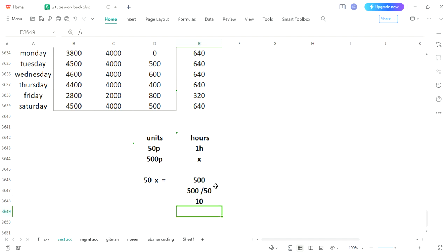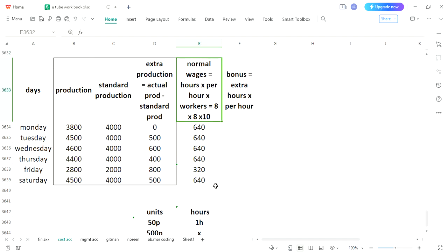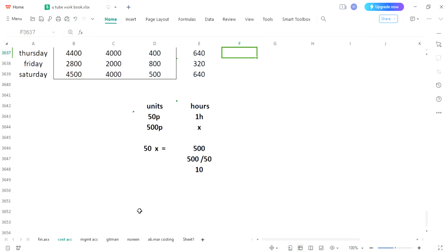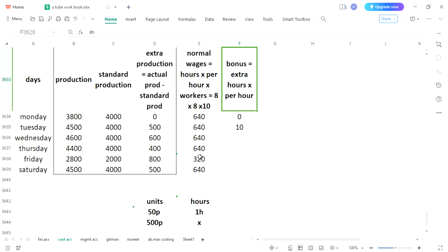10 hours we have calculated for the second day, 0 as there were no extra hours, and 10 for the second day. Instead of writing this unitary method for all the days, we have learned that the number of extra pieces is divided by 50. Extra pieces divided by 50.